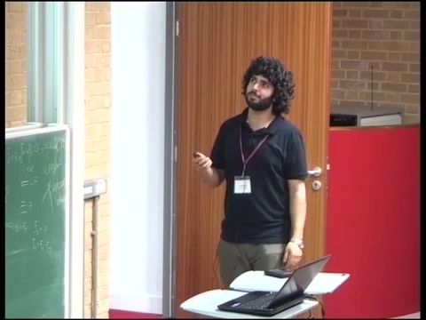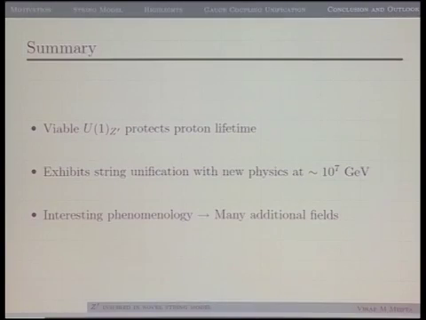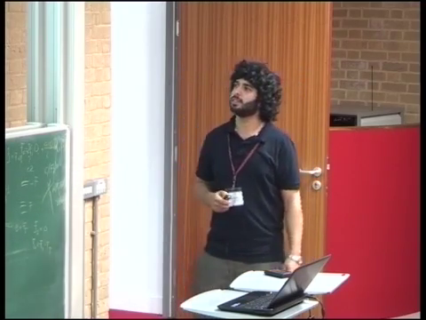So to conclude, hopefully I've convinced you that there is at least a class of models where we have an external U1 from the SO10 that doesn't need to be embedded into E6 that will protect the proton lifetime. I've shown that in this model we get string unification with new physics at around 10 to the 6, 10 to the 7 GeV. The question will be in future work whether any interesting phenomenology will result from this, due to the fact we have many additional fields, and also what influence this will have on our Higgs sector. Okay, thanks for listening.